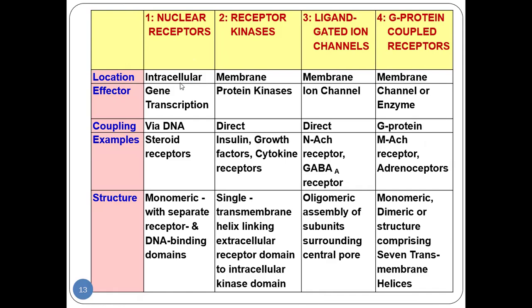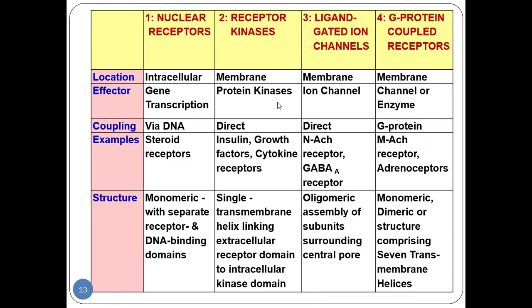So if you want to target the nuclear receptors, your molecule should have the ability to cross the cell membrane. If your molecule is not able to cross the cell membrane, how will it interact with the nuclear receptors? Nuclear receptors are present intracellularly, meaning inside the cells, whereas the other receptors are present on the membrane. The effector in the case of nuclear receptors is gene transcription. Whenever your molecule interacts with the nuclear receptors, it leads to transcription, translation, and the formation of proteins.